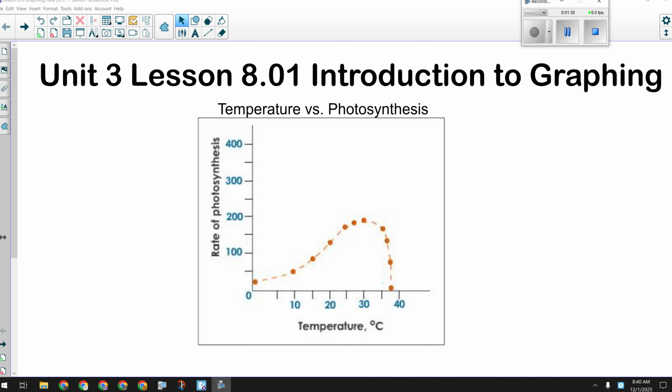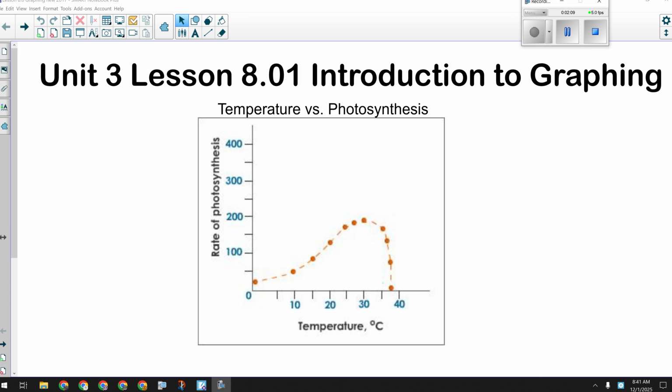So this graph here is showing us the effect that temperature has on the rate of photosynthesis that a plant would carry out. Can we pretty quickly see, just by looking at that graph, the relationship between temperature and photosynthesis? Like we can see that it's pretty low at low temperatures, but it goes up a lot, actually fairly quickly, and then it just drops right off.